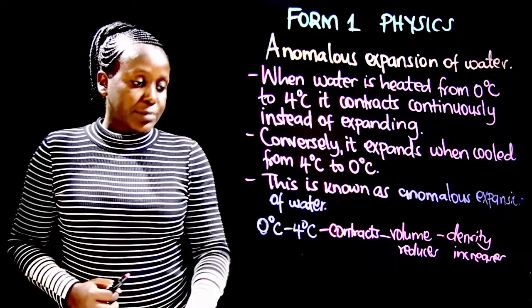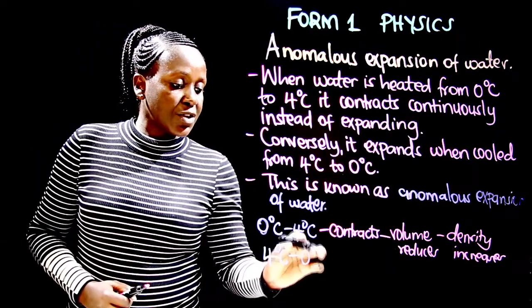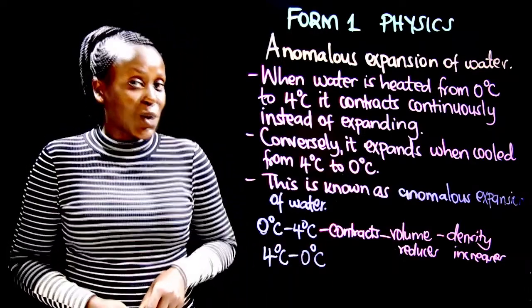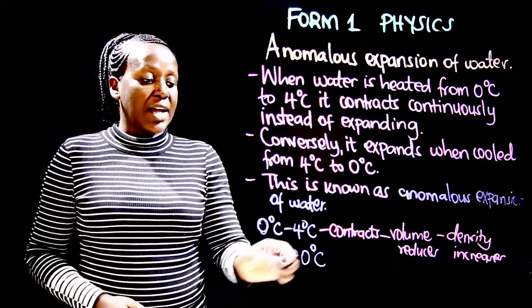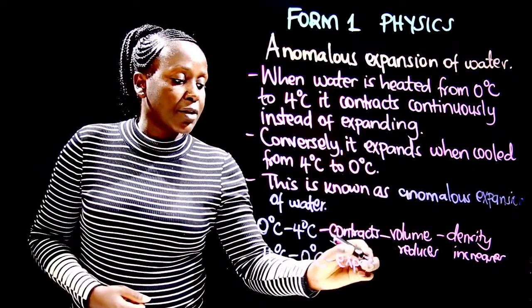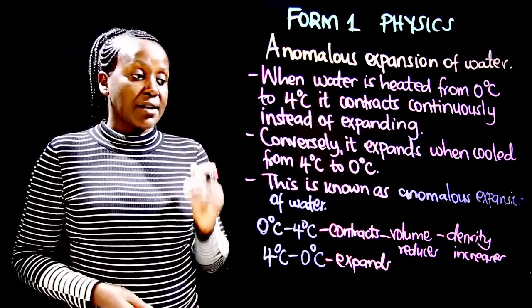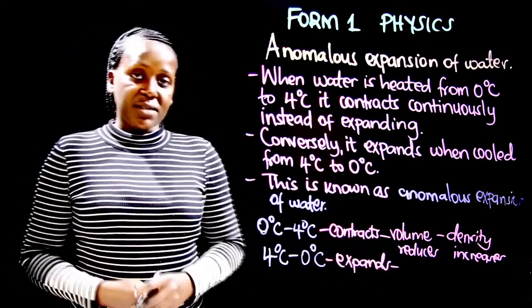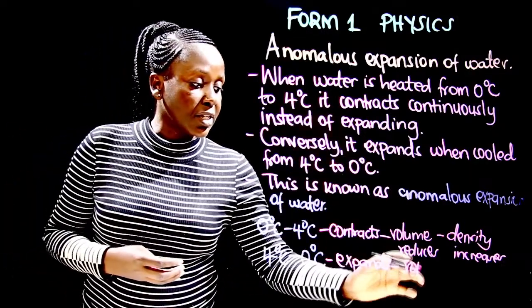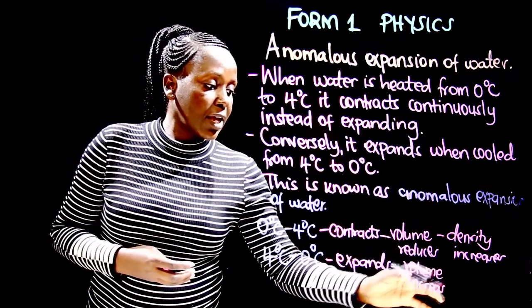Now, when we cool water from 4 degrees Celsius to 0 degrees Celsius, we expect the water to contract, but water behaves in a different way at these temperatures. So it instead expands. So between 4 degrees Celsius and 0 degrees Celsius, water expands. Now when it expands, it occupies more space. So the volume increases. Okay?